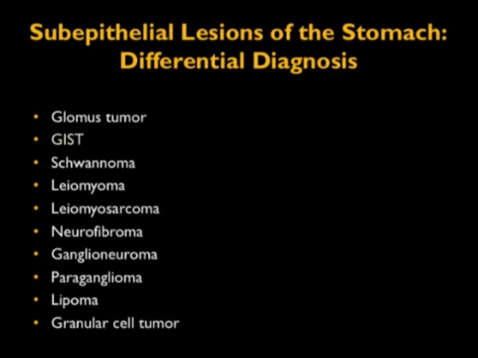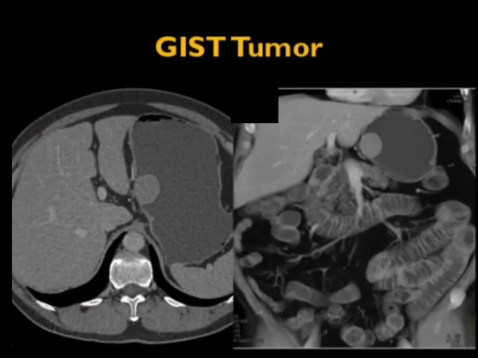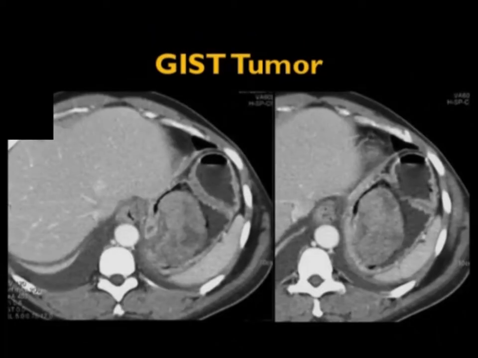When you talk about subepithelial lesions of the stomach, there's a large differential diagnosis, and GIST is only one of about 10 players, from glomus tumors to paragangliomas. Small GIST tumors look like this: homogeneous, well-defined. This one's intraluminal. And larger GIST tumors can look just like this: polypoid mass, intraluminal, mottled enhancement.